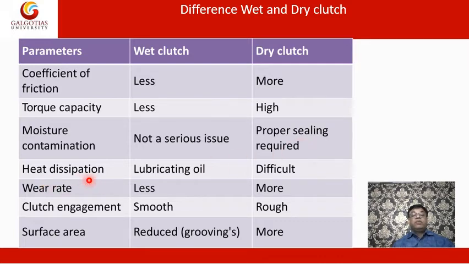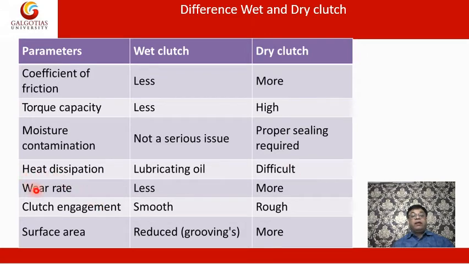Then heat dissipation. There is lubricating oil in the wet clutch, and none in the dry clutch. So the heat dissipation rate is faster in the wet clutch because of the lubricating oil. In the dry clutch there is no lubricating oil, so heat dissipation is difficult to manage and not at a faster rate.